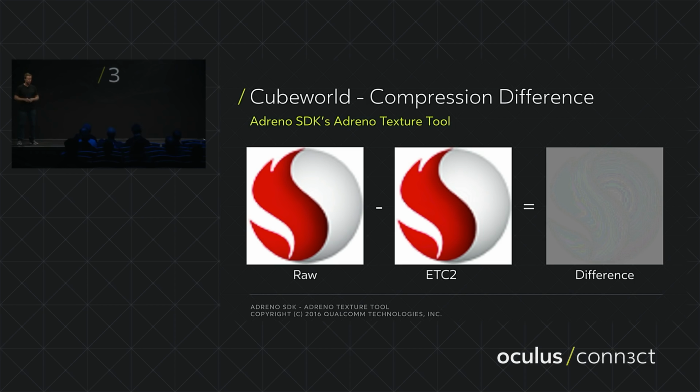So the last thing I wanted to mention is sometimes people bring up texture compression as hurting quality. The Adreno texture tool that we have in the Adreno SDK can help you see the difference in quality between uncompressed versus compressed. And you can see, I'm not sure how well it's showing up there, but it's pretty minimal in this particular case. It is a very simple texture, but tools like this do exist to help you there.